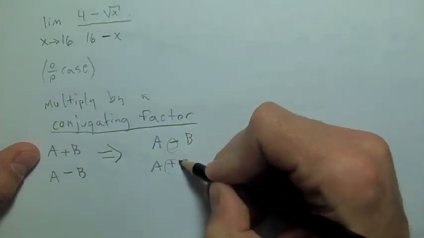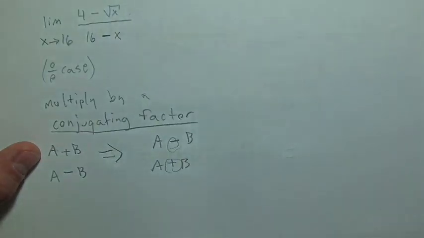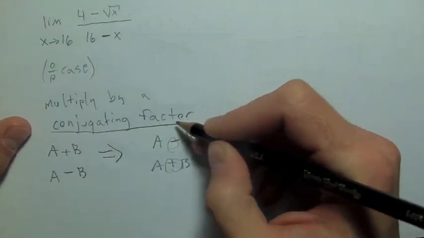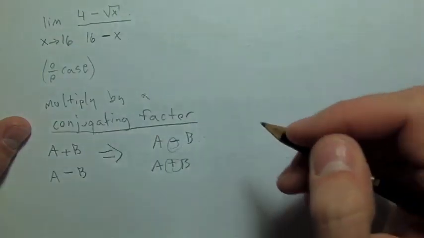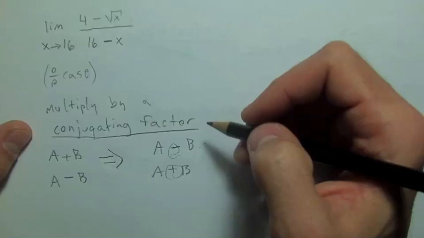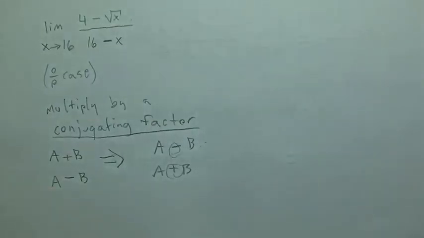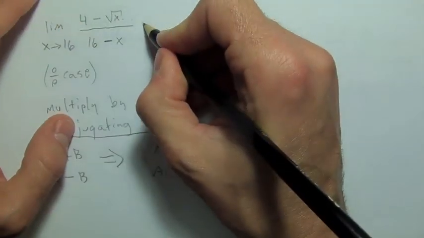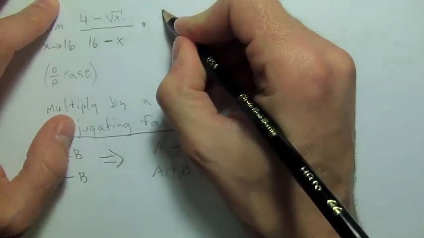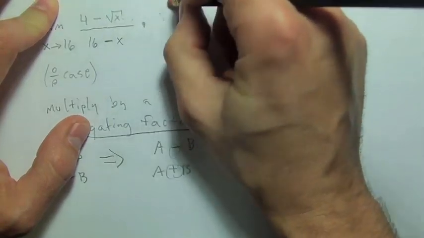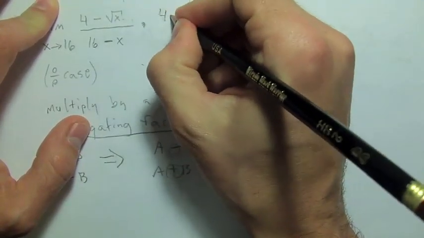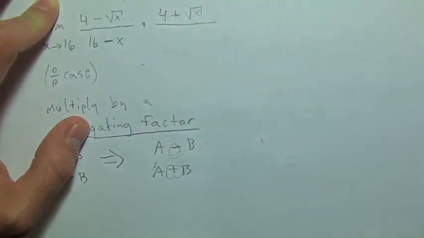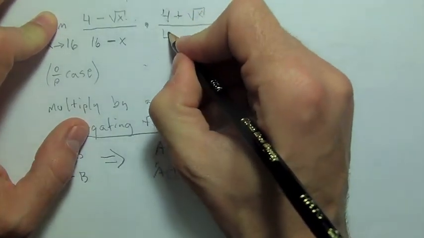Right, change that middle sign there. Okay, and we multiply by the conjugating factor, this conjugate over itself. So I just take the piece that has the square root, 4 minus the square root of x, and then we're going to multiply by its conjugating factor, which will be 4 plus the square root of x. And we can't just do it on the numerator, we also have to do it on the denominator.